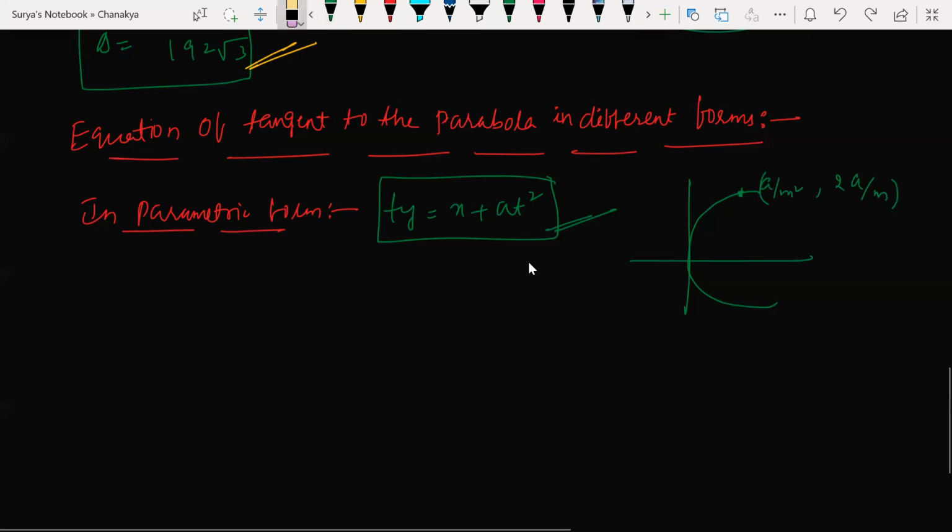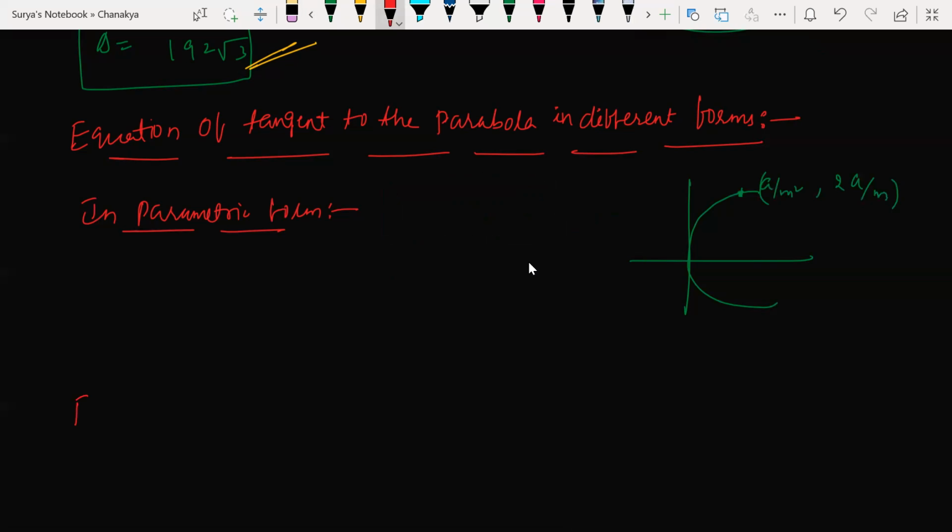Before getting into that, let me tell you the slope of the tangent, I mean, the equation of the tangent in slope form. First we'll discuss that, then we'll come to this equation. Just leave a space for it. The equation of the tangent in slope form. Let me write it directly. In slope form, I know that y is equal to mx plus c is my line.